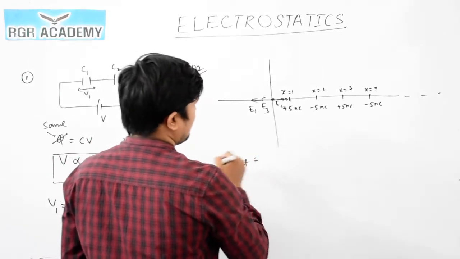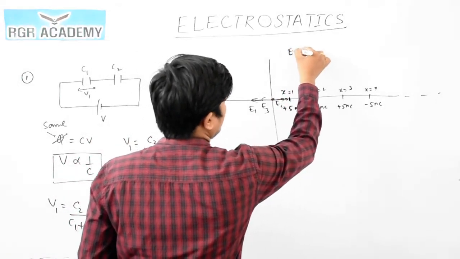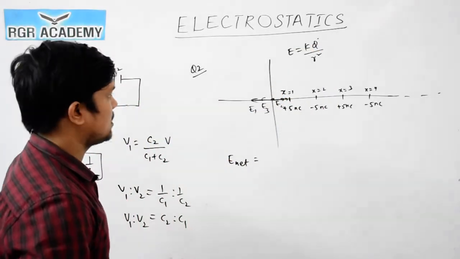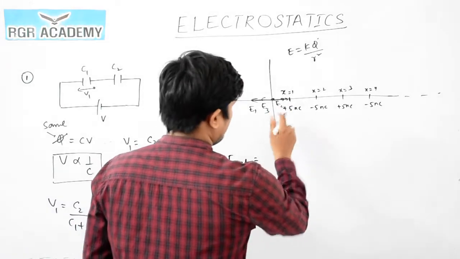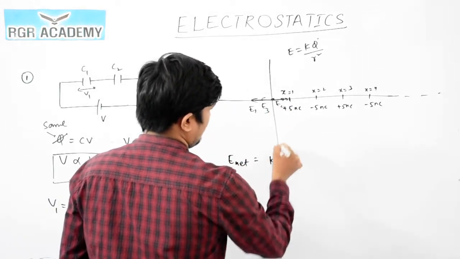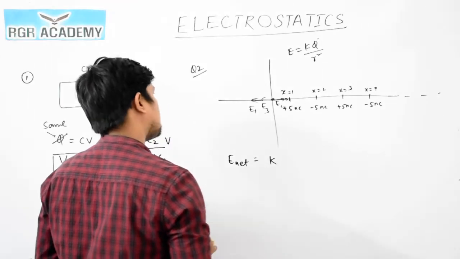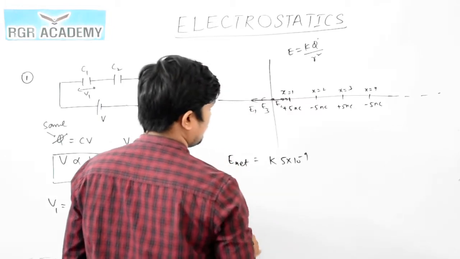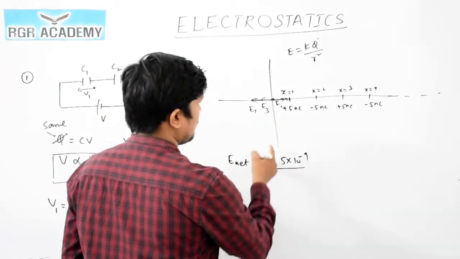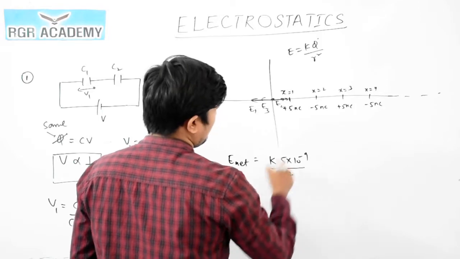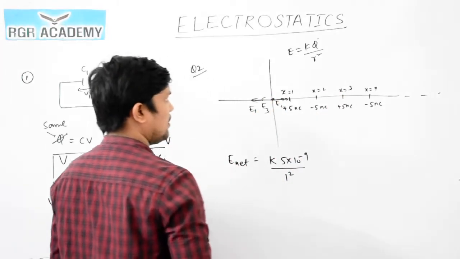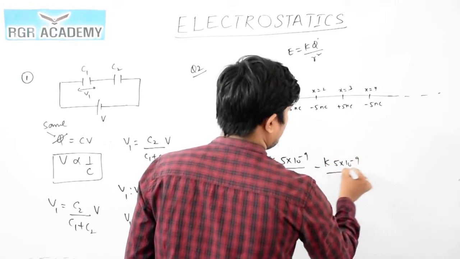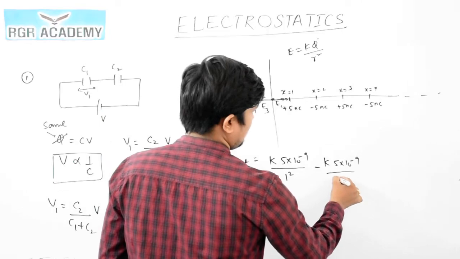So we can write E net as follows. The electric field due to a point charge is given by KQ by R square. Nanocoulomb means 10 to the power minus 9, so Q is 9 into 10 to the power minus 9. For this case R is 1, so 1 square. For this the electric field is in this direction, so I will write it with a minus sign. Then minus K Q divided by R square, where R is 2 square, like this way.